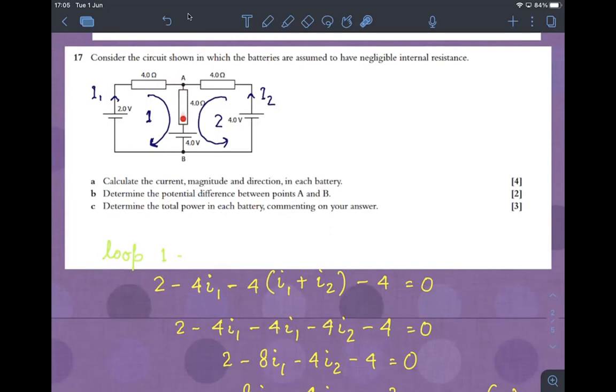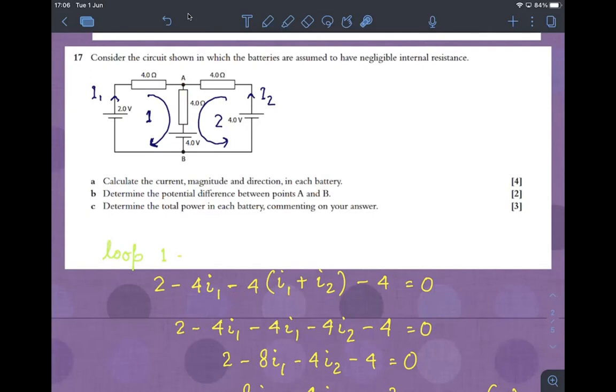Now, as the current I1 enters here, you will realize that there's a current I2 entering from here. And at junction A, I1 and I2 combine together and they both go together as a unit. Now, if I were to calculate the voltage drop across the 4 ohm, I would have to say minus 4 times (I1 plus I2).